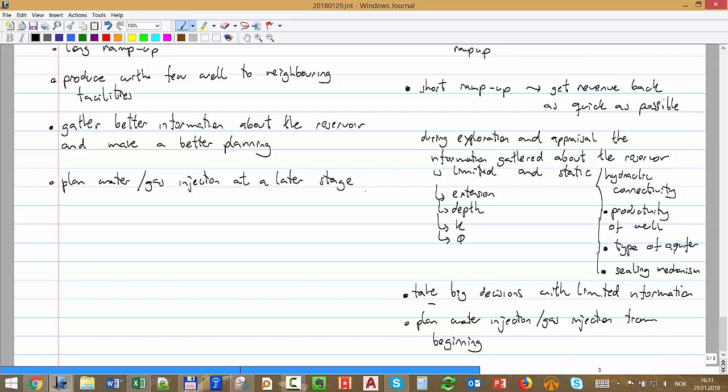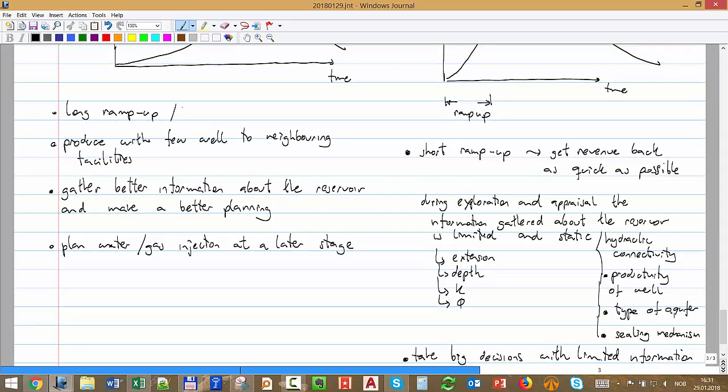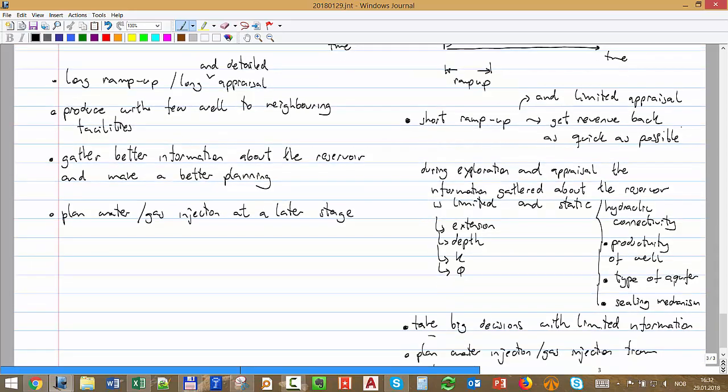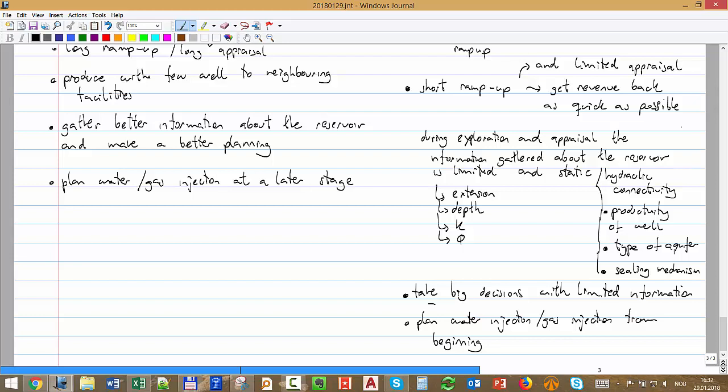What else did I have? Long ramp up, so this is long appraisal, and long and detailed. And here is short ramp up and limited appraisal.